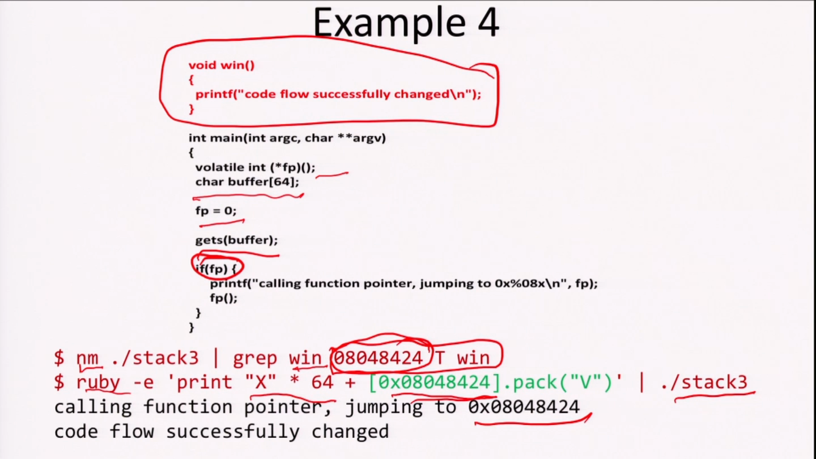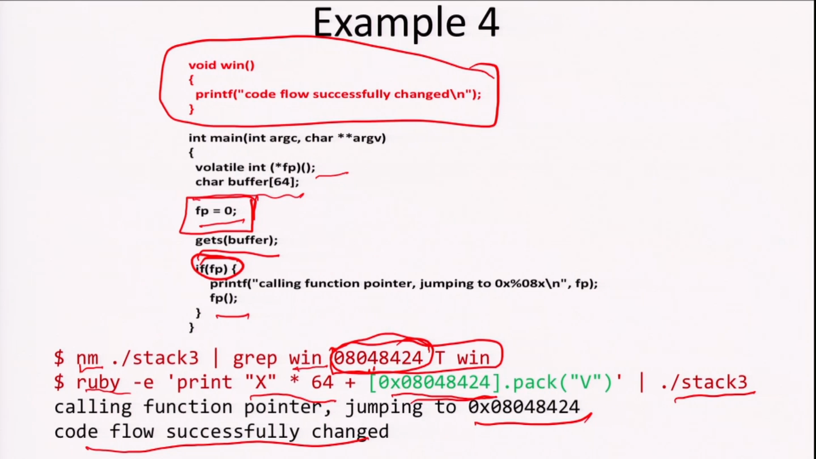pointer is being called. Now if there was no buffer overflow, then what would have happened is that initially the function pointer points to null, so this if statement should not have executed. But since through buffer overflow we modified the function pointer value to this particular address, if fp is called, then it will be non-null, and then fp will be called, and fp in this case is at this address. So therefore win will be executed and the code flow will have changed successfully.